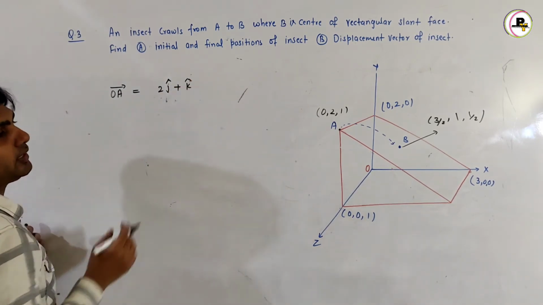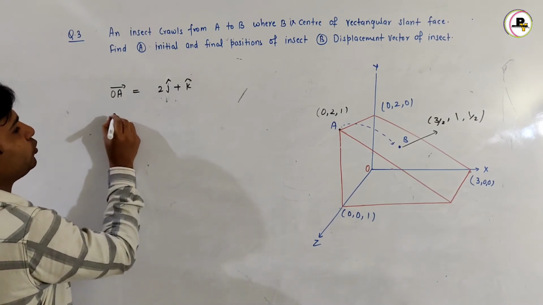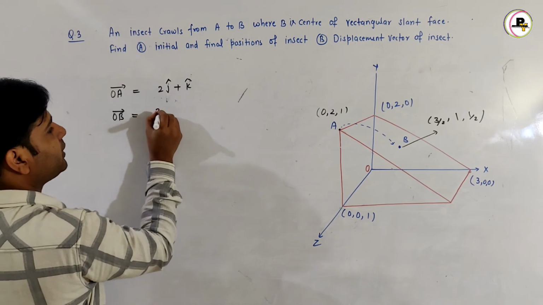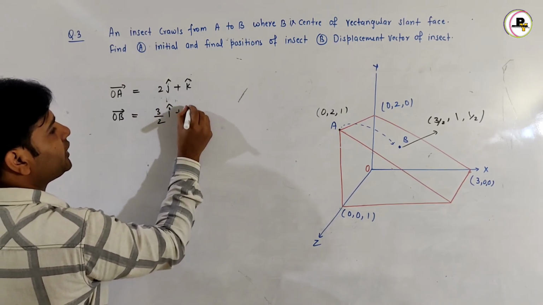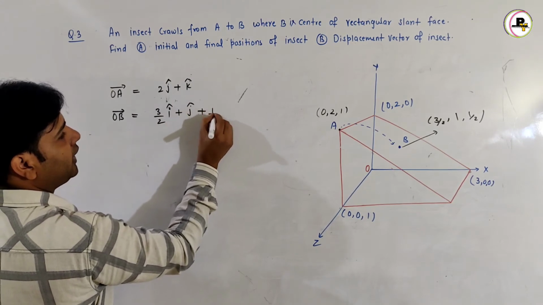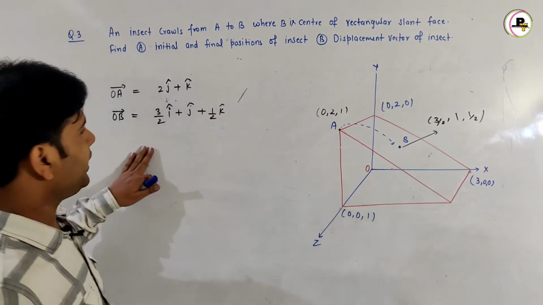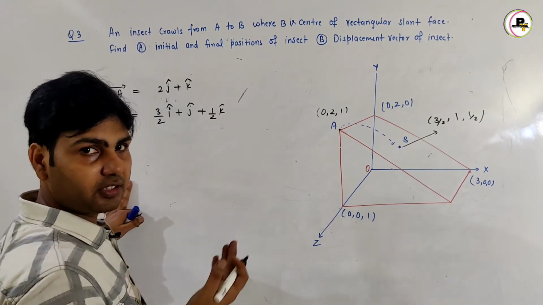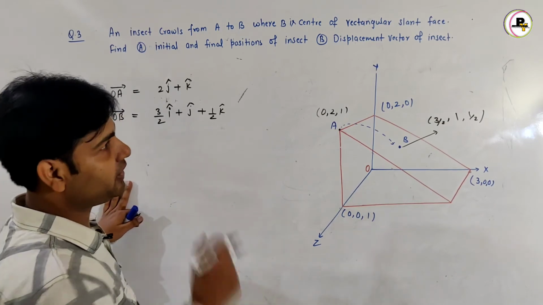And what is the position vector of point B, which is the final point? It is OB vector. OB vector is equal to 3 by 2 i cap plus j cap plus half k cap. Now I've got the position vectors of point A and point B, which are the initial and final positions. Now I need to calculate the displacement vector.